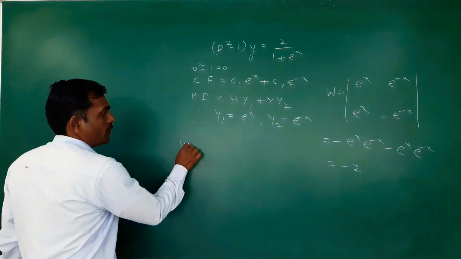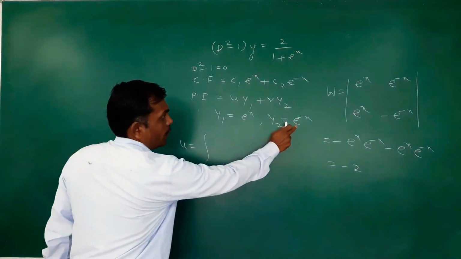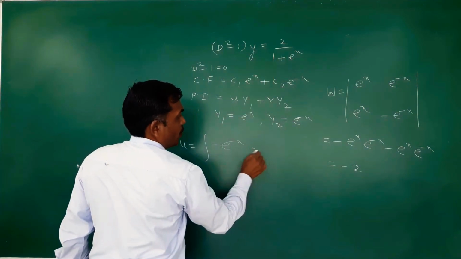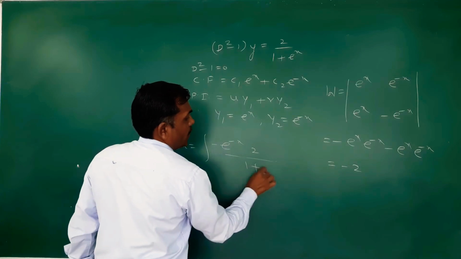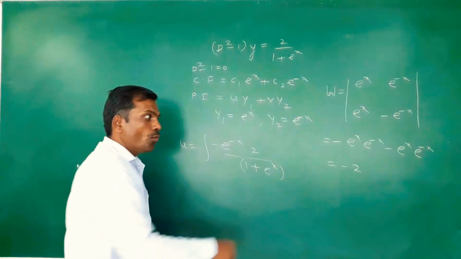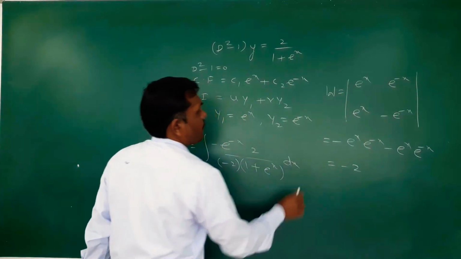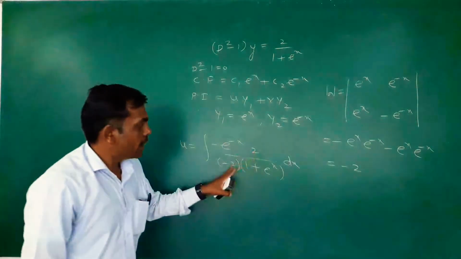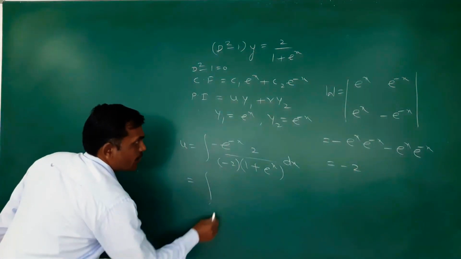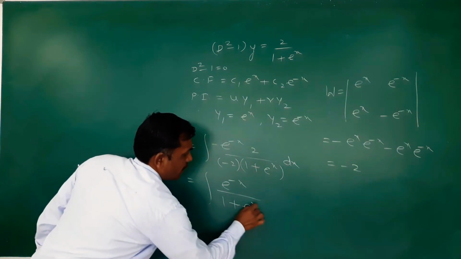So here u is equal to the integration of minus y2 f of x upon w dx. Minus y2 f of x is minus e raised to minus x. F of x is 2 upon 1 plus e raised to x. Right? And upon w means here minus 2 dx. So this 2 gets cancelled, the minus also gets cancelled. What do I get here? Integration of e raised to minus x upon 1 plus e raised to x dx.